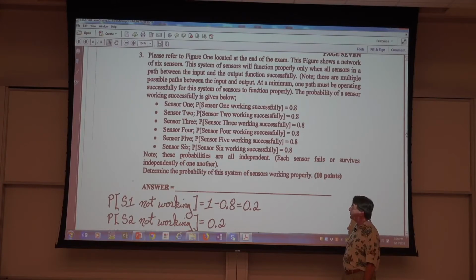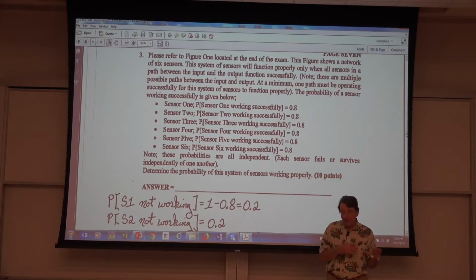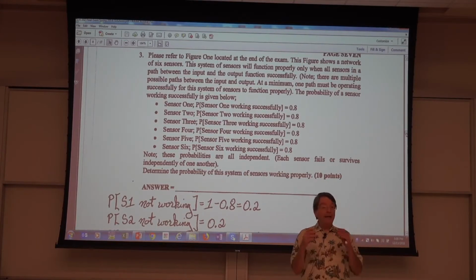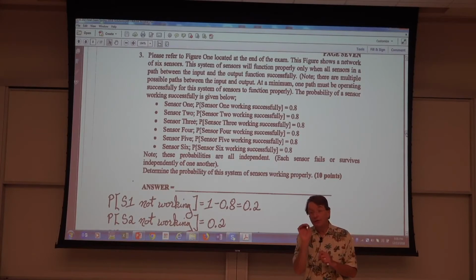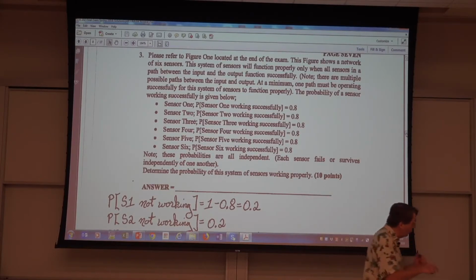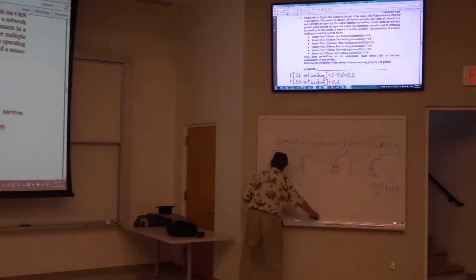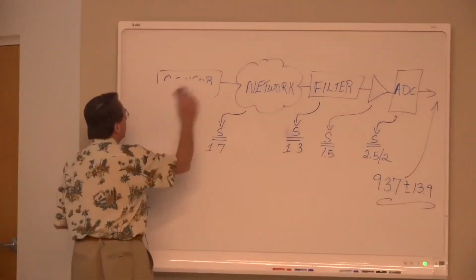So there are 6 sensors in some network, and it says here, determine the probability of a system of sensors working properly. Now, before we look at the figure, and I've met with some colleagues already about their exam 2, and this came up. So I just want to review something very quickly that's very basic, okay? So I'm going to run over here. I'm going to say, okay, what's so basic that we have to look at?